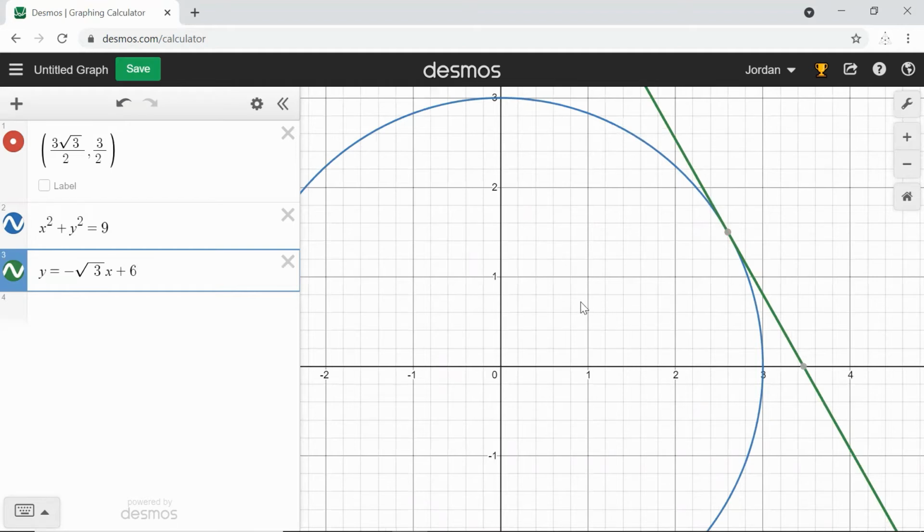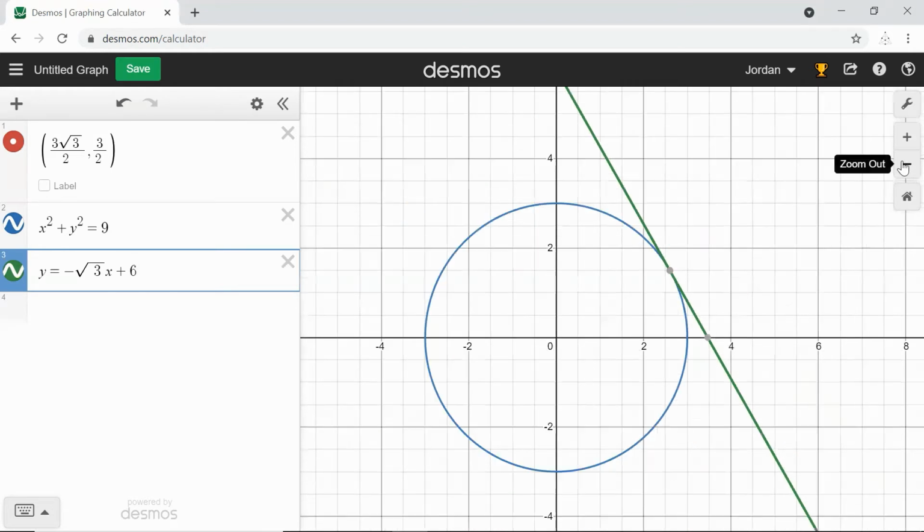Now, we could have found the tangent line at any point on the circle. I just happened to choose 3 root 3 over 2, comma, 3 over 2. But at any point on the circle, you're going to be able to find the tangent line by going through that same method.